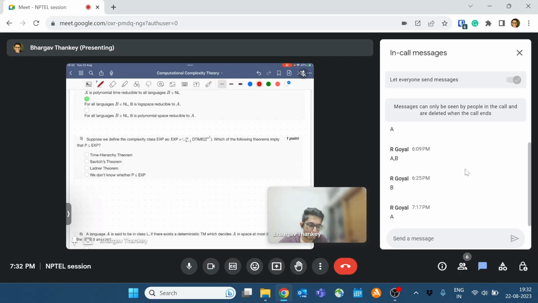Maybe this may be because of the Leibniz theorem, but no, it says something else that NP complete. In fact, Ladner's theorem starts off with an assumption, right, that P not equals NP. So the only viable option left here is the first one, the time hierarchy theorem, I think. Yeah, so that is true. Okay, there is another option as well: we don't know whether P is strictly contained in EXP. But yeah, so the answer is time hierarchy theorem. That is true, but why?